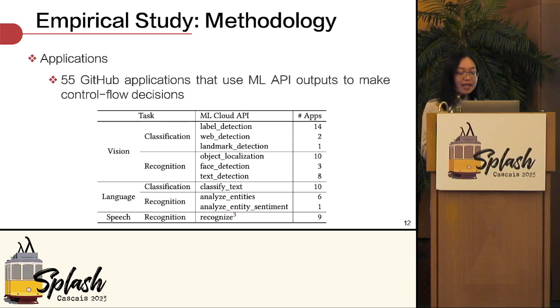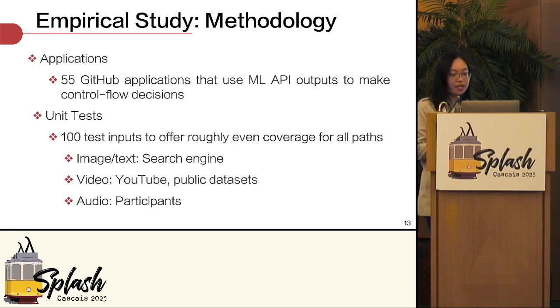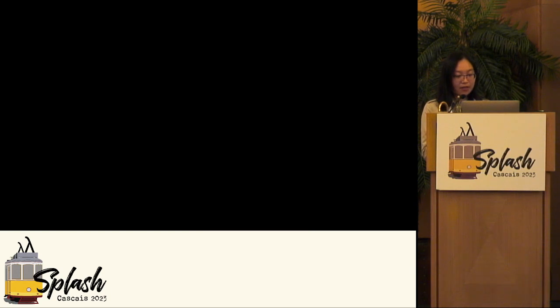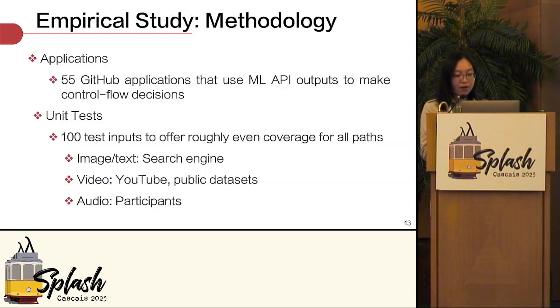We first conduct an empirical study to understand the challenges of integrating machine learning cloud APIs into software and the consequences of the integration problems. We studied 55 Python applications where ML APIs are used to make control flow decisions. As shown in the table, they cover a wide range of machine learning tasks. For each application, we created 100 test cases to offer roughly even coverage for all the paths in the function that invoke the ML API. Test inputs are from various sources: search engines, YouTube, public datasets, and audio recorded by the participants.